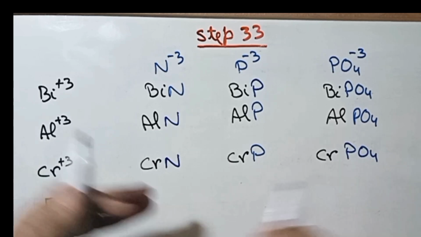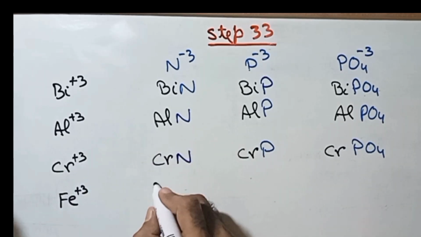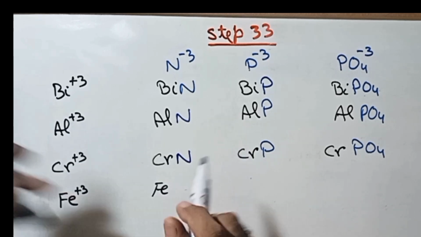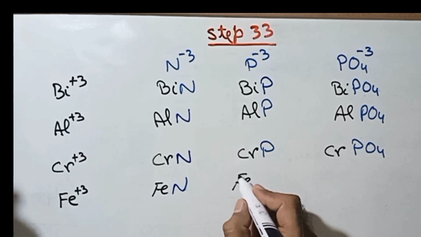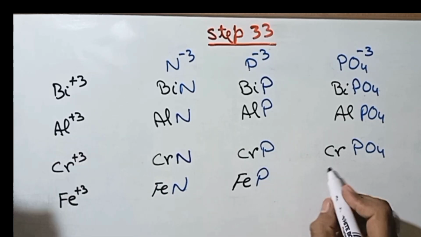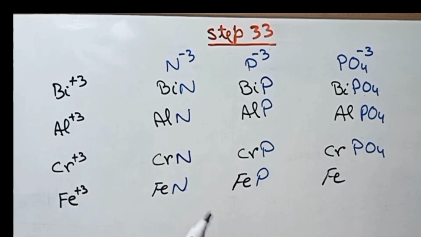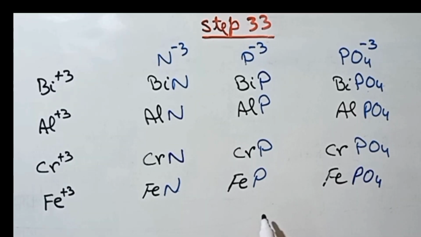chromium phosphate. Next element is Fe, so we will write Fe, ferric nitride, ferric phosphide, ferric phosphate. Okay student, in the next video we will start with the step 1-2.